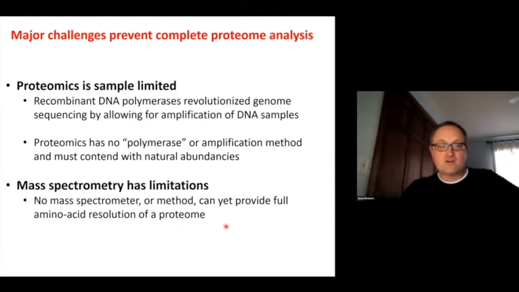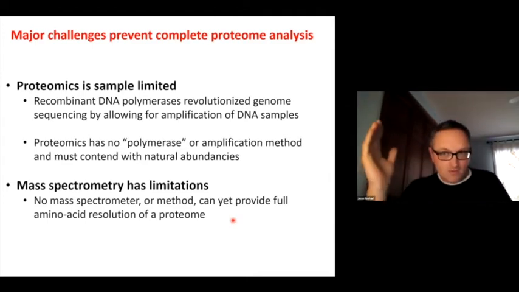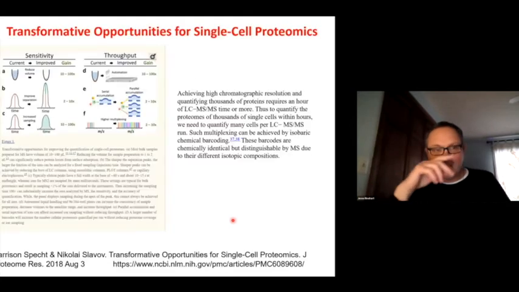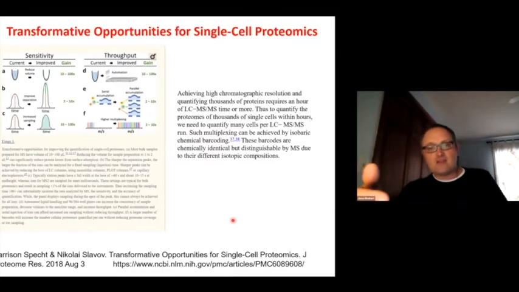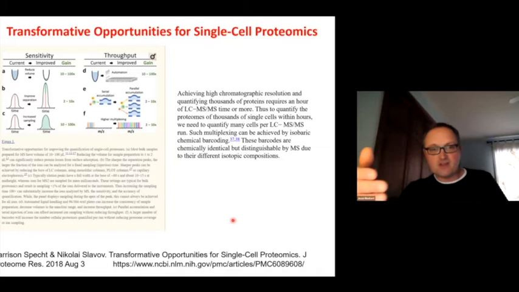And the mass spectrometry has limitations. There's no single mass spectrometer that can provide a complete cellular proteome, and certainly we're not to the point where we can take, let's say, a single cell and shoot it into the mass spec and see all the proteins that are there. So I just put this again as a reference about some of the challenges. If you're interested, you could read about some of the thoughts of where we could break that single cell barrier in things like sample preparation and different ways to manipulate or advance the technologies.